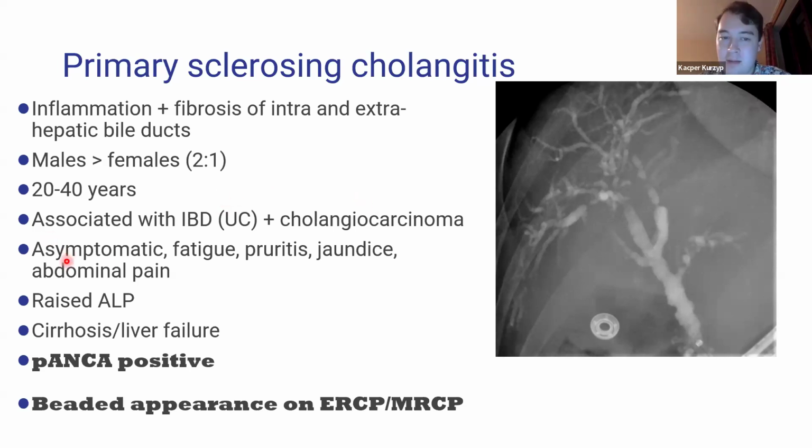It can be asymptomatic, again, may have pruritus, jaundice. Again, the alk phos will be raised first and higher than the other LFTs. In terms of antibodies, it will be positive for P-ANCA. However, as you will remember, P-ANCA is not specific, so it strengthens your diagnosis, but doesn't prove it directly. And if you do imaging, so ERCP or MRCP, you see this beaded appearance. It's no longer a nice, smooth tree, but it's beaded, like beads on a string.